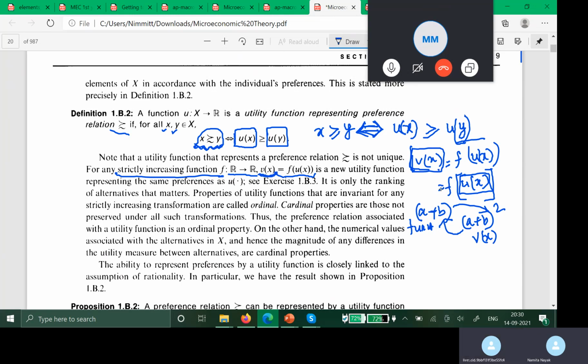Why is this done? It depends on their preference actually. Earlier maybe they were consuming 1 unit, now they might be using 4 times because their family is larger. The underlying preference might remain the same, but the quantity might be changing. So f of u of x, the new utility function, is representing the same preference as before.